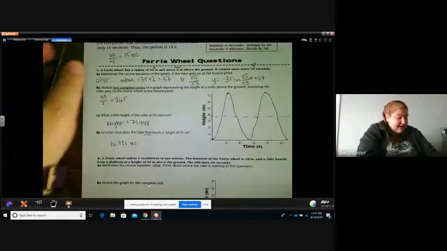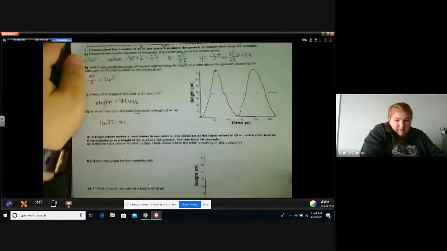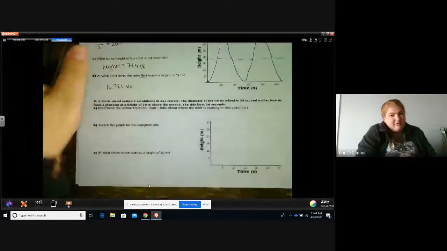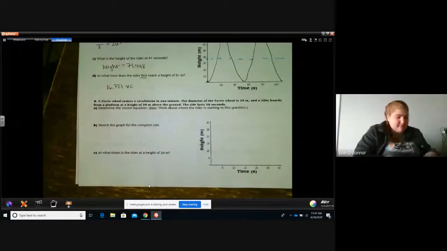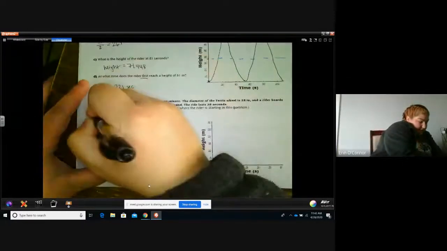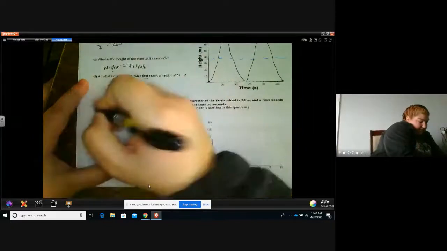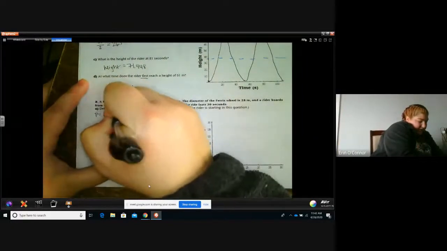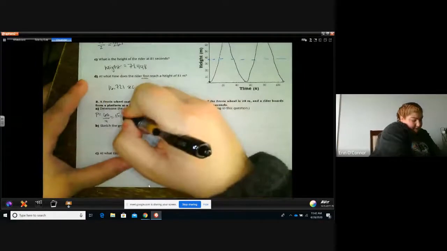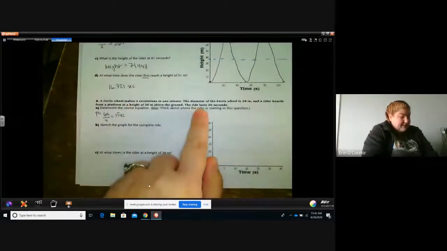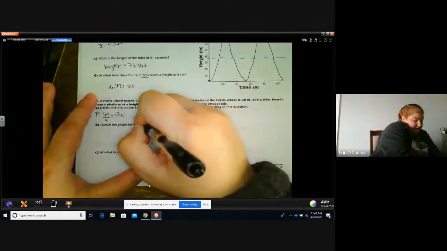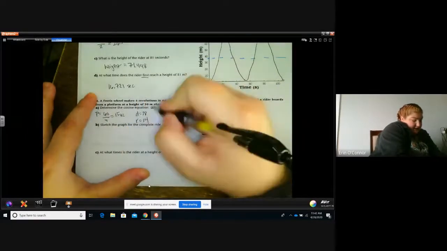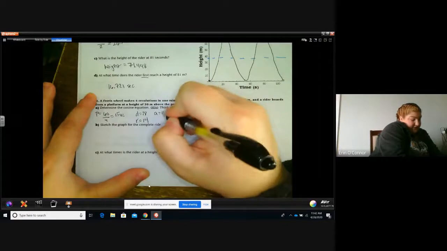Now for this last one, I highly recommend trying it yourself before I do it, but you are welcome to do it with me as well. A Ferris wheel makes 4 revolutions in 1 minute. So the period, 4 revolutions in 1 minute, 60 divided by 4 equals 15 seconds. The diameter of the Ferris wheel is 28. So if the diameter is 28, that means the radius is 14. And that also means A is 14.